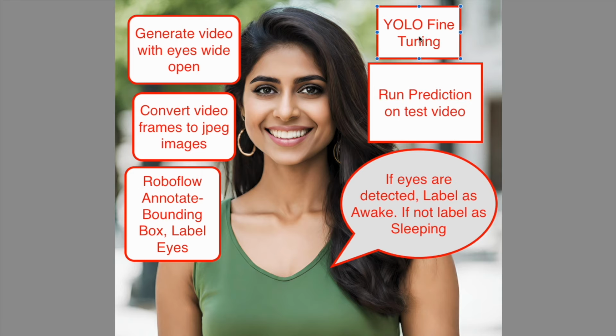Step 5. Run prediction on test video. Step 6. For each frame, parse the predictions. If eyes are detected, label the frame as awake. If not, label the frame as sleeping.